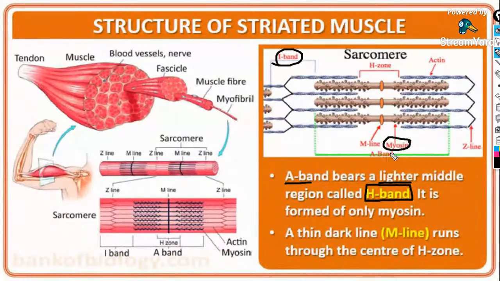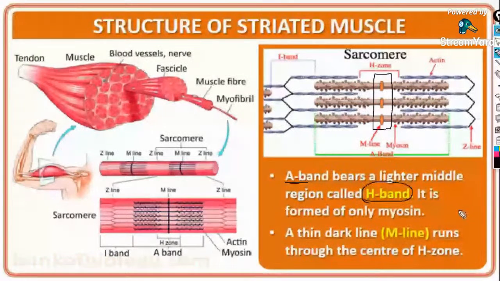Clear? Look, the blue color represents all of the I band, and this brown color represents the dark band. Clear? So I'm going to explain it once again. The A band, that is the dark band, in the center bears a lighter middle region, which you will call the H band. Look, this is the H band, the lighter region, which you will call the H band or the H zone.